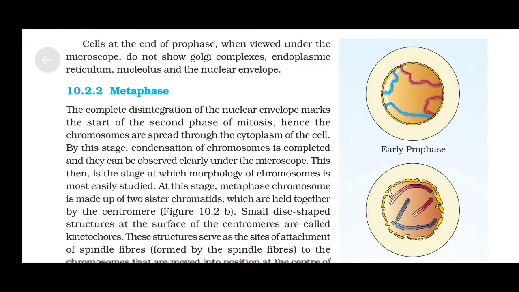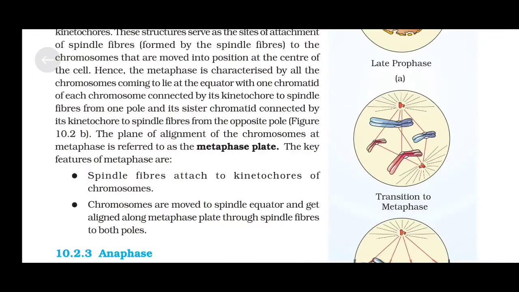Small disc-shaped structures at the surface of the centromeres are called kinetochores. These structures serve as the sites of attachment of spindle fibers to the chromosomes that are moved into position at the center of the cell. Hence, the metaphase is characterized by all the chromosomes coming to lie at the equator with one chromatid of each chromosome connected by its kinetochore to spindle fibers from one pole and its sister chromatid connected by its kinetochore to spindle fibers from the opposite pole. The plane of alignment of chromosomes at the metaphase is referred to as the metaphase plate.